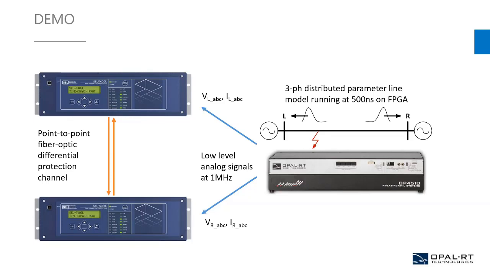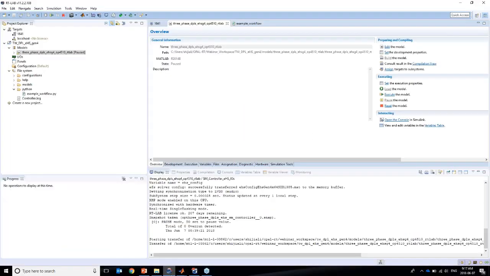On the simulator, we're simulating a double-infeed transmission line model. We're using a three-phase distributed parameter line, which is 100 kilometers. The model is running on FPGA at a time step of 500 nanoseconds. From the simulation, the voltage and current measurements are taken from the FPGA and sent out from the simulator through the analog channels to the relay under test. This is done through the low voltage test interface on the relay. On the relay side, there is a point-to-point fiber optic link, which is used to exchange information for the differential protection channel. So now I will go to RTLab, which is our user interface of the simulation environment.